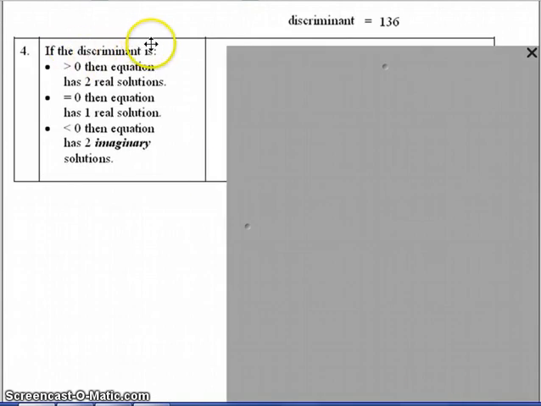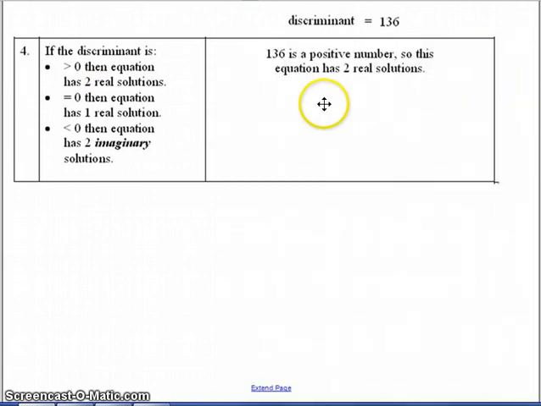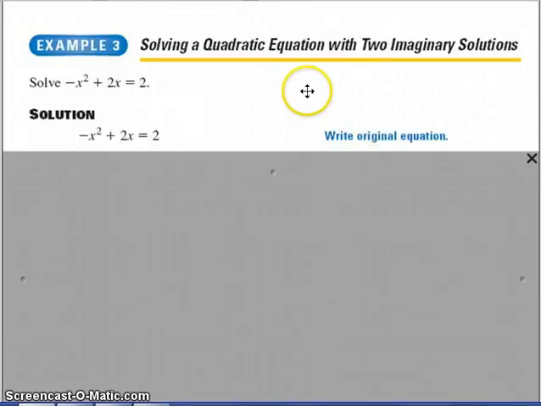As this says, if the discriminant is more than 0, you've got two real solutions. Well, the discriminant was 136, so I will have two real solutions, and I'm going to go ahead and solve the equation using the quadratic formula and expect to find two different x-intercepts. If it had been equal to 0, I would have had one solution. If it had been less than 0, then I would have had i in my answers, and I would have had two imaginary solutions.